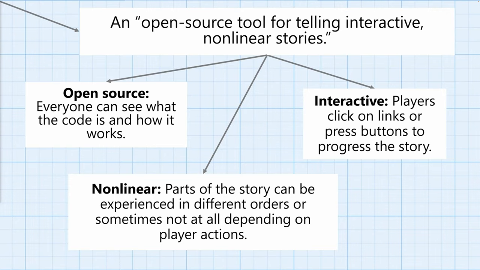So what is Twine? It is all these three things. It is open source, everyone can see what the code is. It's interactive, players click on links or press buttons to progress the story. And it also produces non-linear works, where parts of the story can be experienced in different orders or sometimes not at all, depending on player actions.